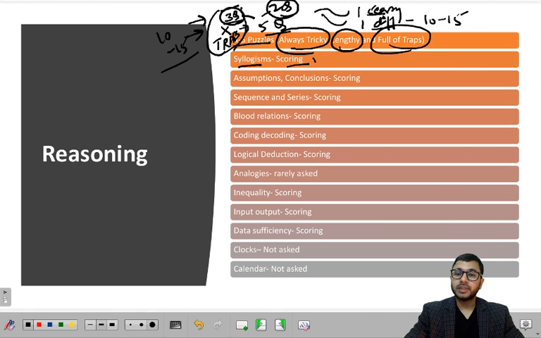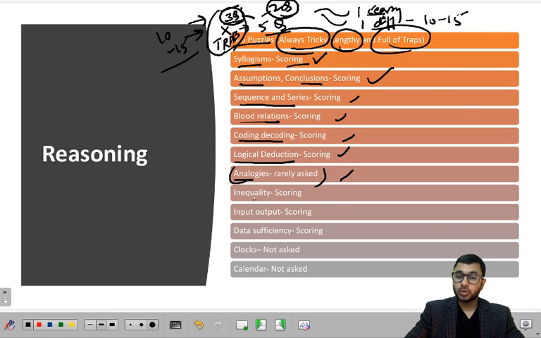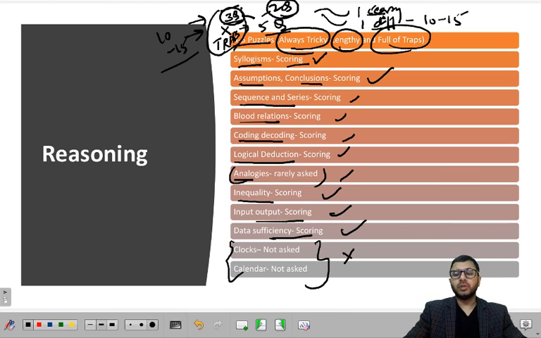Syllogisms are the second set. They're always very scoring. You should prepare them well. Assumptions and conclusions, yes, scoring, prepare them well. Similarly, sequence and series, blood relations, coding, decoding, logical deduction, analogies are not asked every year, but all these are scoring areas. Inequality, scoring, input output, scoring, data sufficiency, very scoring. Clocks and calendars are not asked. No need to cover them.